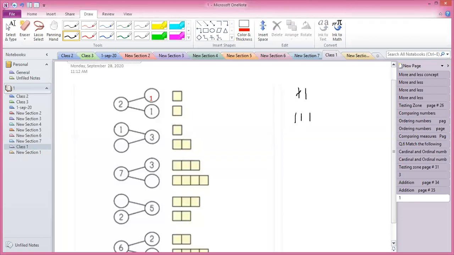How many do you have in part 1? Only 1. So you cut out 1. What is left? 2 is left. So you will write 1, 2, 2 here. Okay, I will ask now.